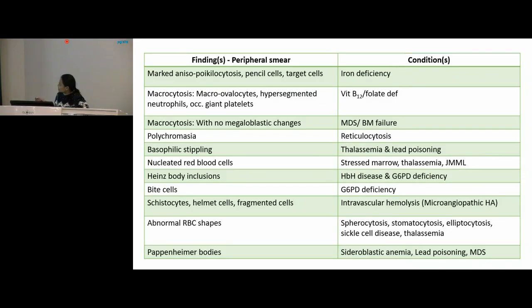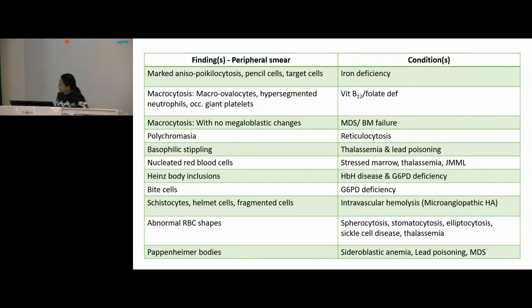And reticulocytosis is basically seen in anemias with increased destruction, and they are stained with something called a supravital stain. That is what is seen as polychromasia in the peripheral smear. So whenever you see polychromasia, you should think that there is reticulocytosis happening in the patient. Similarly, you can find basophilic stippling in thalassemias. And we have already discussed that nucleated RBCs are seen whenever your marrow is stressed out. Most commonly in our scenario it would be a thalassemia major, and even a JMML can have NRBCs in the periphery.